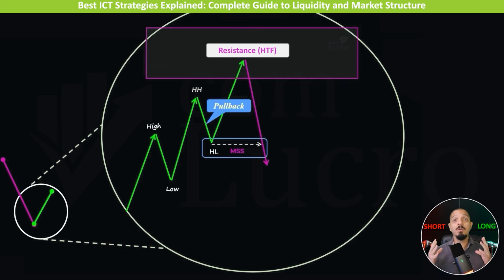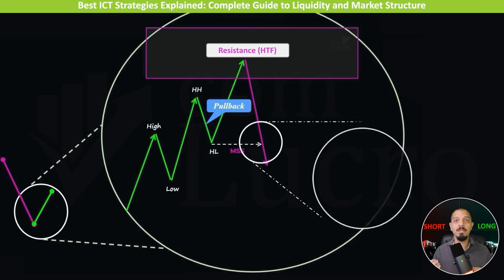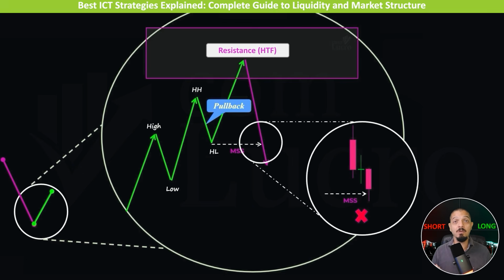It is crucial to understand that for the structure shift to be valid, price must clearly break and close below the swing low of the most recent pullback. A wick that only touches or penetrates the level is not enough. We need a full close beneath it to confirm the shift.